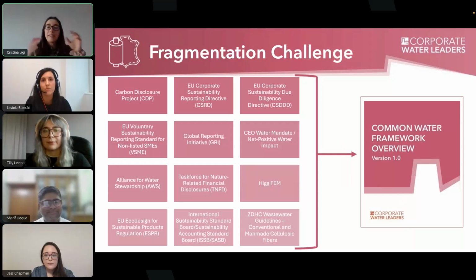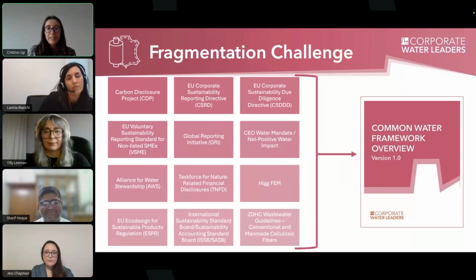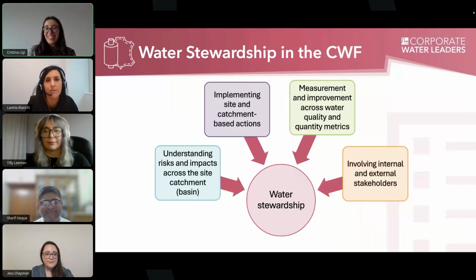So just to conclude, the idea is to keep this approach to support established industry best practices where they exist, without creating anything new, and with the aim also to avoid duplication of efforts for our partners. Now I let Lavinia elaborate further on the structure of the framework. Thank you, Cristina.